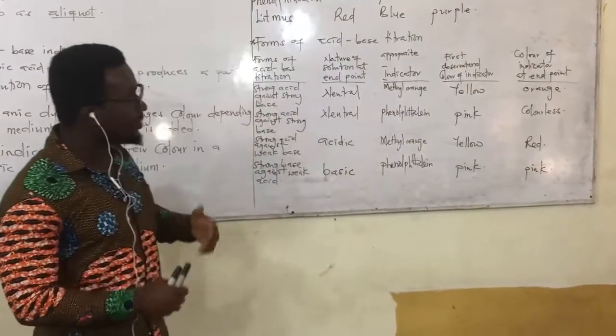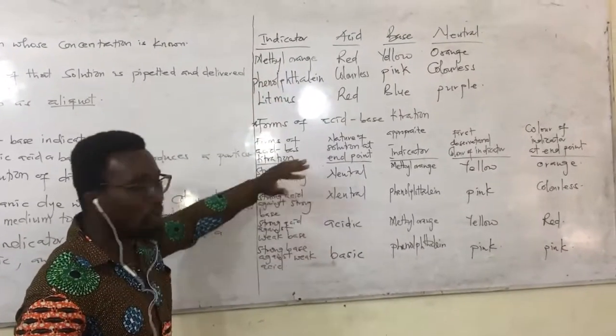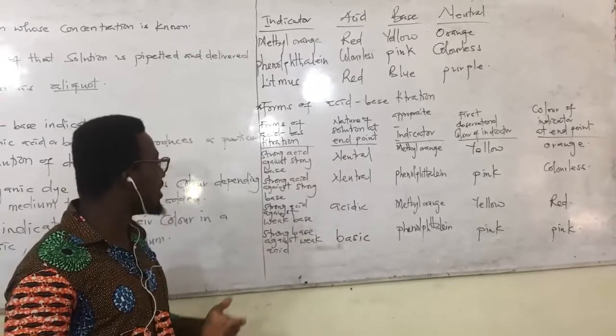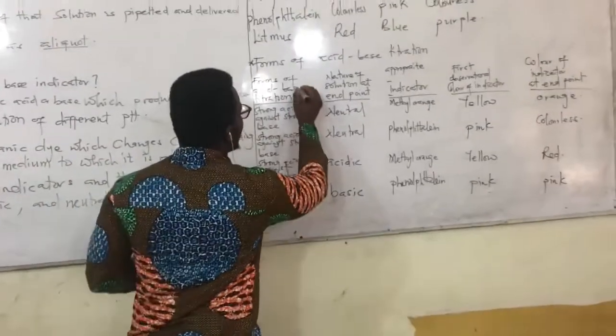So technically, that is what happens. So the first table 1 answers table 2. I'm going to take you through table 2 again. The forms of acid-base titration.